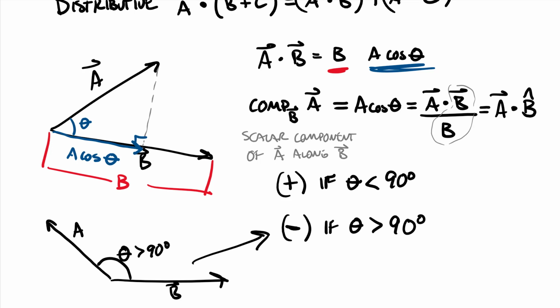So while a dot product always gives you a scalar, keep in mind that a scalar can be negative. Okay, and that negative value carries with it information that these two vectors are going generally in opposite directions as opposed to generally in the same direction.